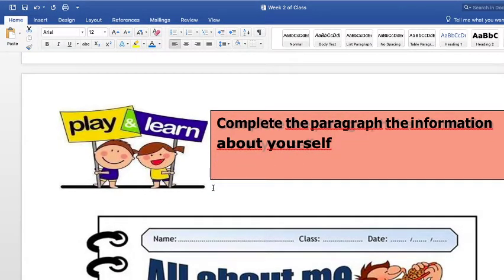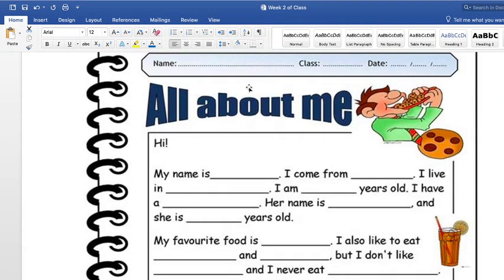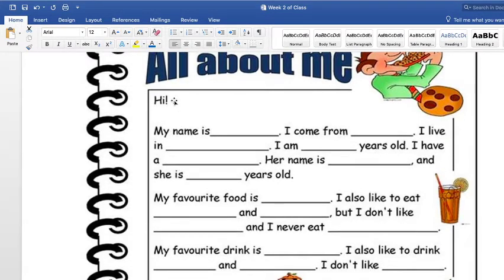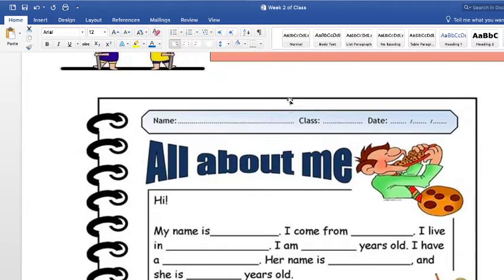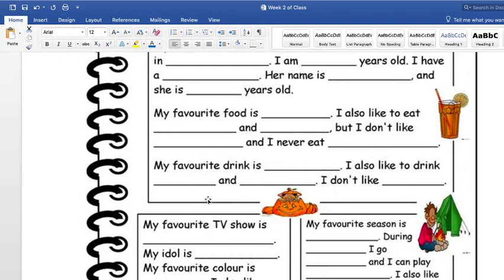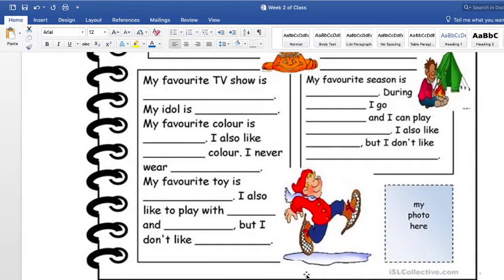Complete the paragraph with information about yourself. This is important because when you introduce yourself, you should follow this framework. You should follow this All About Me page. Over here, I'm giving you a guide so that you can follow through and then complete your self-introduction. I will explain more about what I want you to do in regards to this page.